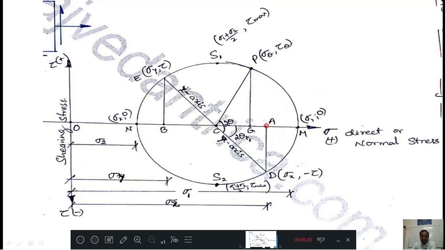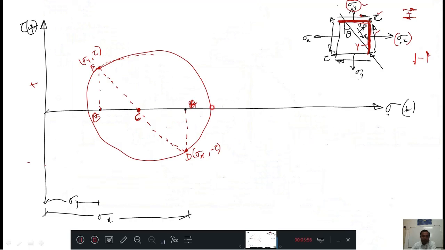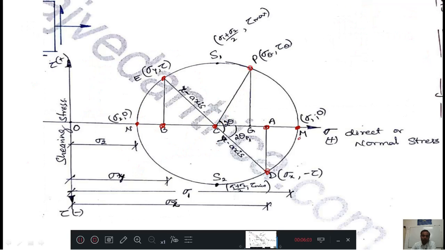First what we did, we marked point A, we marked point B, after that we marked point D and point E, then we joined them and it cut the x-axis at point C. Then with CE as a radius, we drew a circle. Wherever that cuts the x-axis, that is M, and the other point is N. Just see here, this is M and this is N. Now after that we'll consider one point P here.